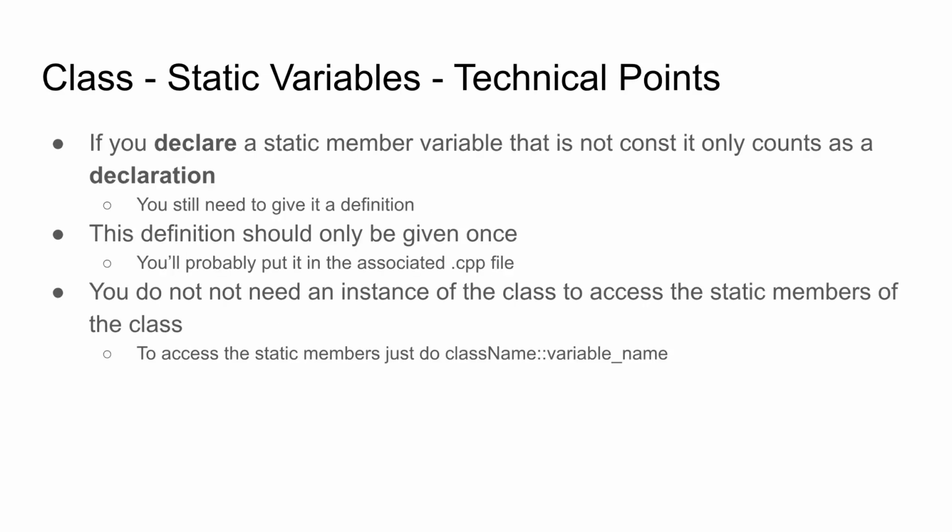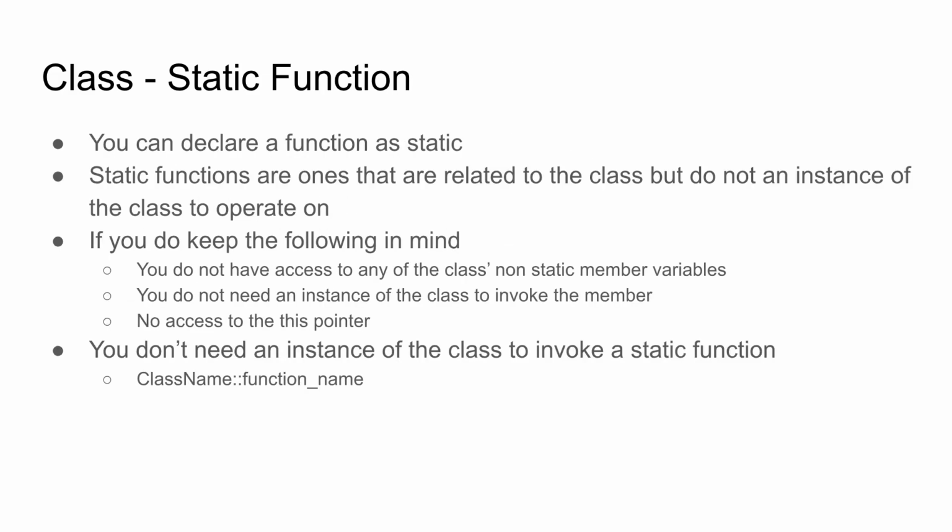Some other things: if you declare a static member variable that is not const, it only counts as a declaration. You still have to give it a definition. That definition should be given exactly a single time, and probably a good place to do this is in the corresponding .cpp file. You do not need an instance of the class to access the static member of the class. For example, you can just write the name of the class, two colons, then the variable name. This is because, again, this static member variable is not a part of any instance of the class. Everybody shares it. Again, we'll see an example in a minute.